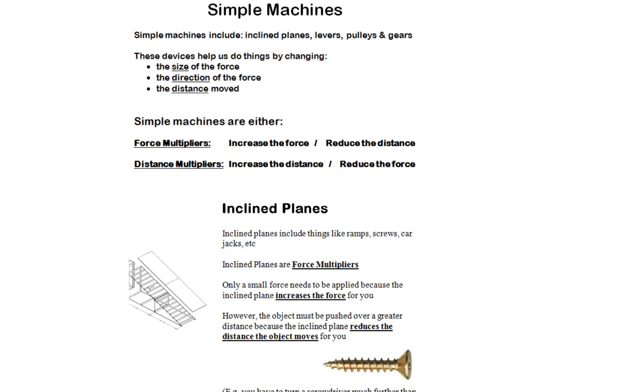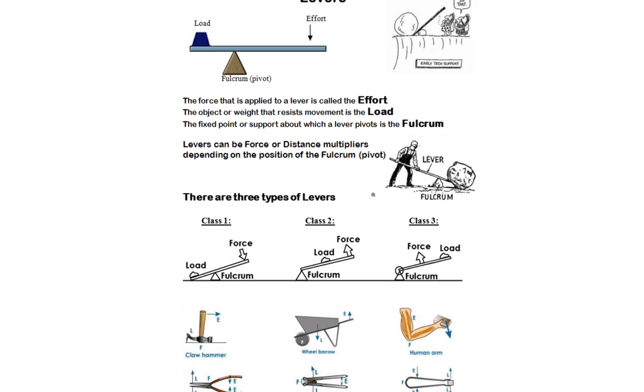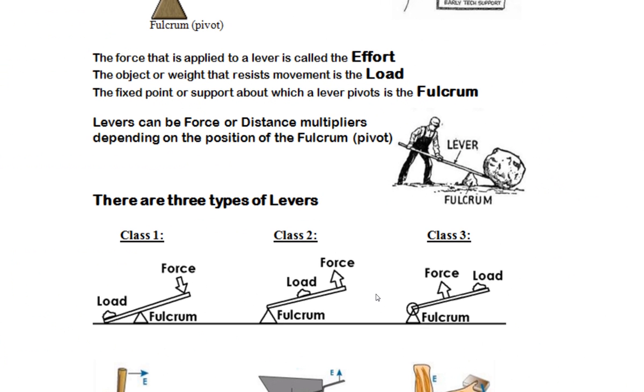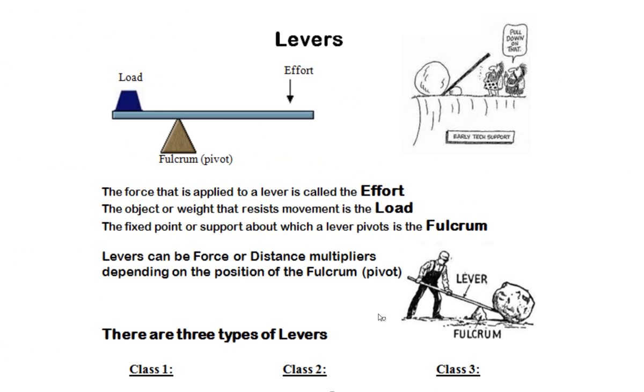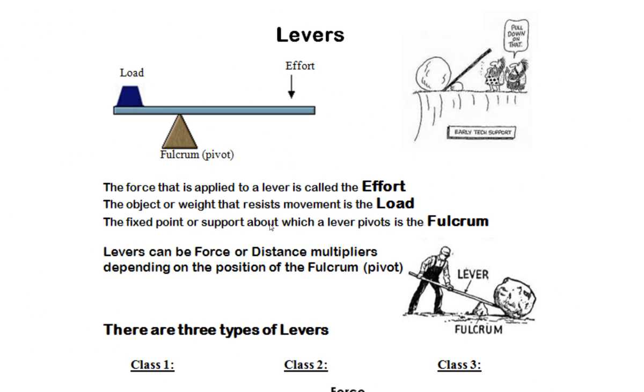Alright, so just go on to the next page. Alright, so levers. Okay, so a lever. Sometimes we call the force that we push onto the lever with the effort. And the weight, or the force pushing back, is called the load. Now the point about which it turns, the point on which it pivots, is called the fulcrum. Sometimes it's also just called a pivot, so either of those are fine.